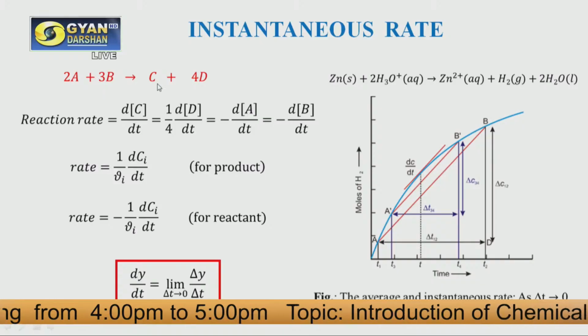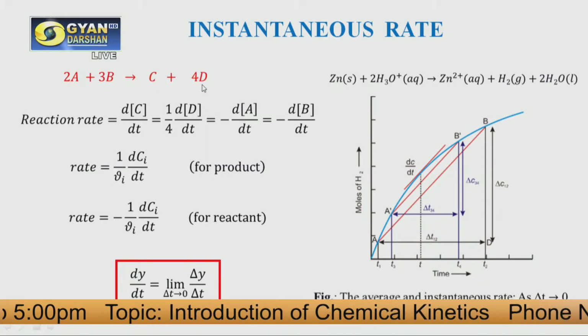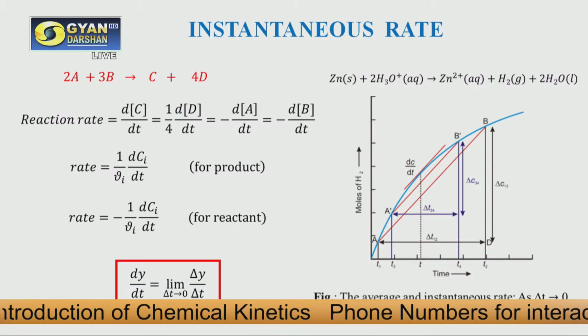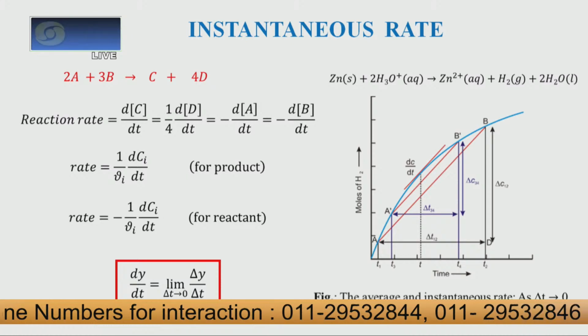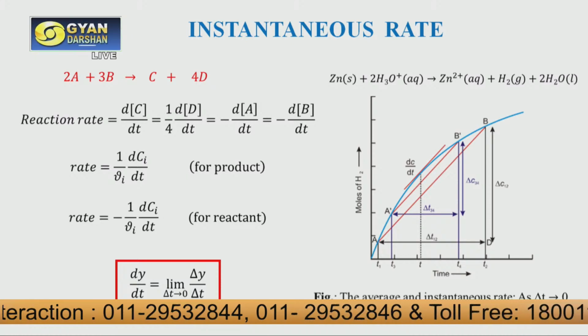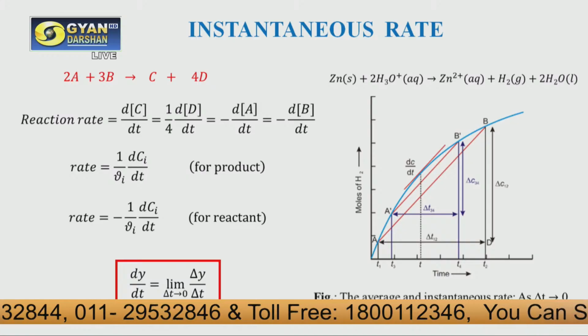What about the instantaneous rate? What is the instantaneous rate? Why is it important? Suppose the same chemical reaction, 2A plus 3B gives C plus 4 mole of D. The instantaneous rate gives the concentration of the product or the reactant at any instantaneous time. Suppose we have a chemical reaction which is going on. We want to calculate the concentration of any product at time t is equal to 5 second, or at time t is equal to 5 hour. Then this instantaneous rate will give the concentration of that product or the reactant at any time.